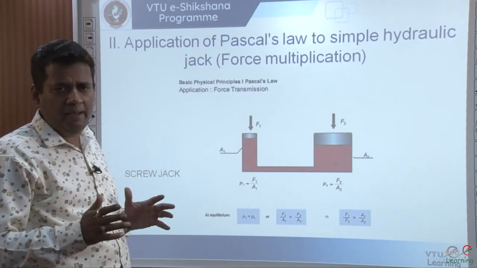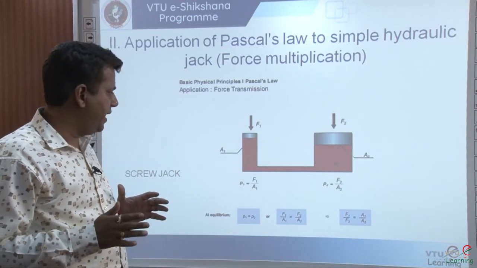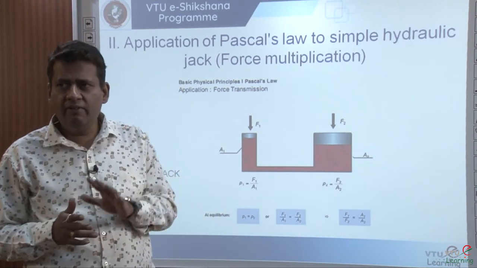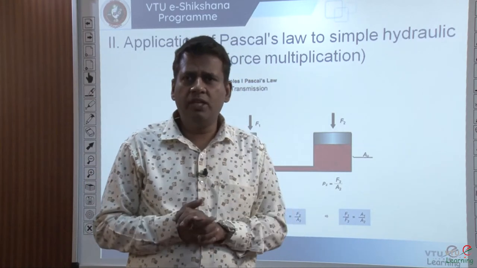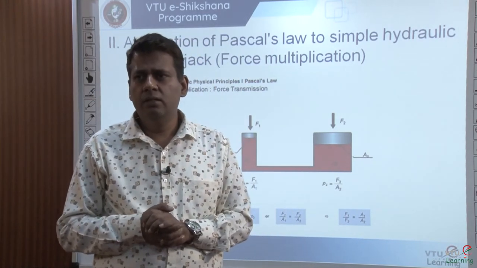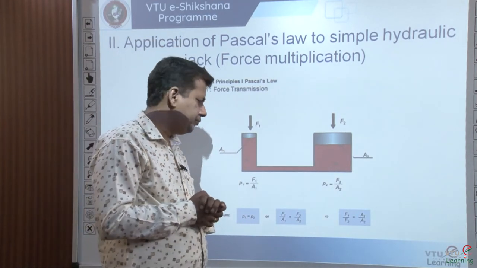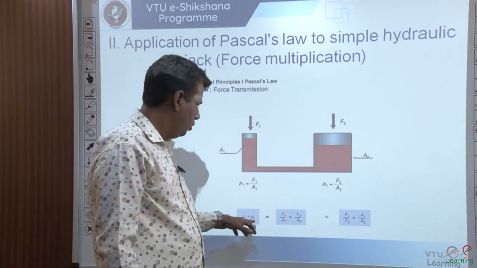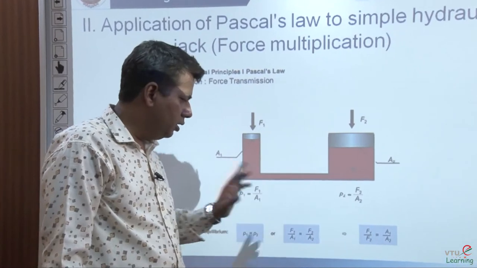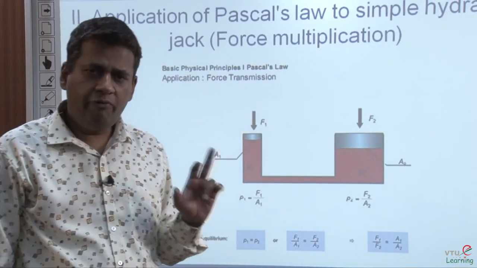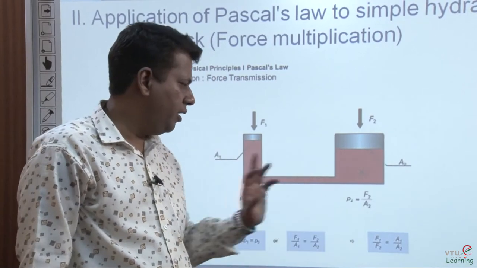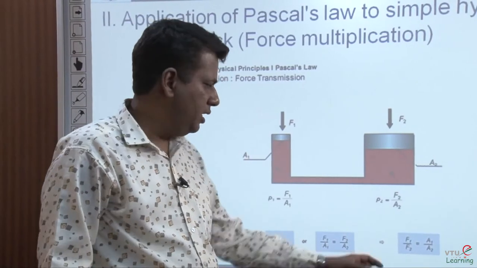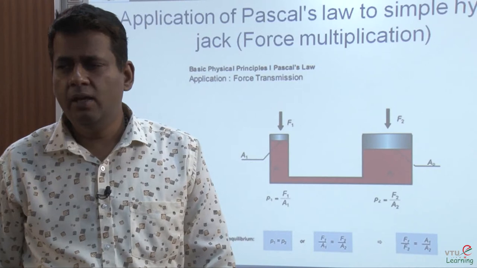right? And now I apply Pascal's law. What does Pascal's law state? Pascal's law states that at equilibrium, P1 is equal to P2. The pressure developed in the smaller cylinder will be equal to the pressure developed in the bigger or thicker cylinder. The pressure intensity is the same. So, if P1 is equal to P2, then F1 by A1 is equal to F2 by A2, right? Now you get F1 by F2 is equal to A1 by A2.